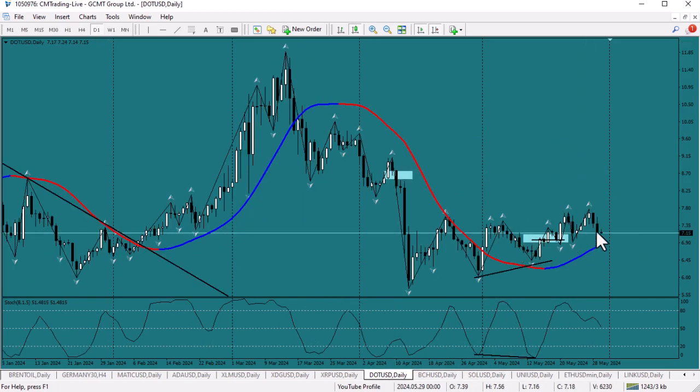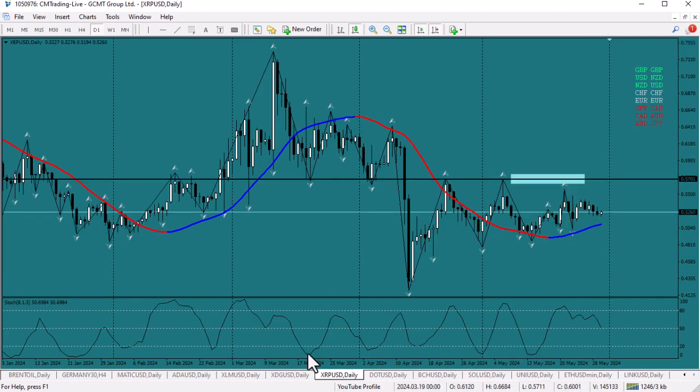Polkadot, still slightly in the money there. XRP never got into anything, very disappointing, and so forth. So not much happening there.